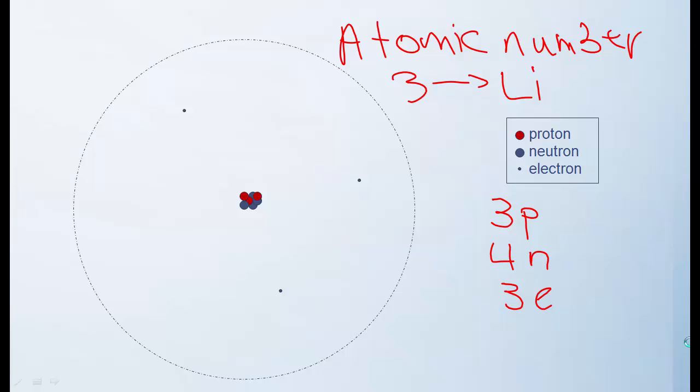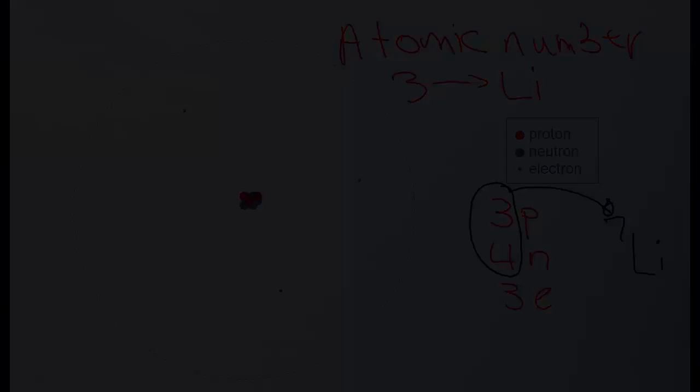Now specifically, we can say that this is a lithium-7 atom because the sum of the protons and neutrons is 7. Basically what we're saying is that there are 7 subatomic particles in the nucleus, now called nucleons. So this is lithium-7, and we write it like that.